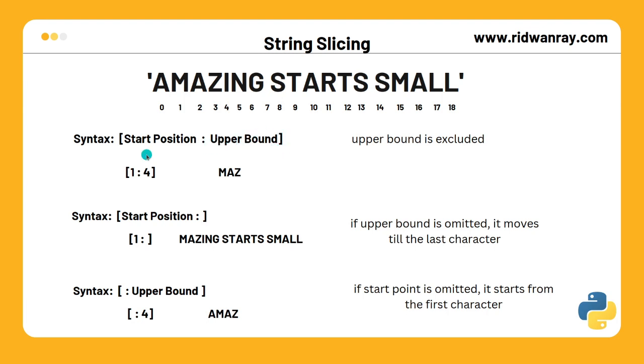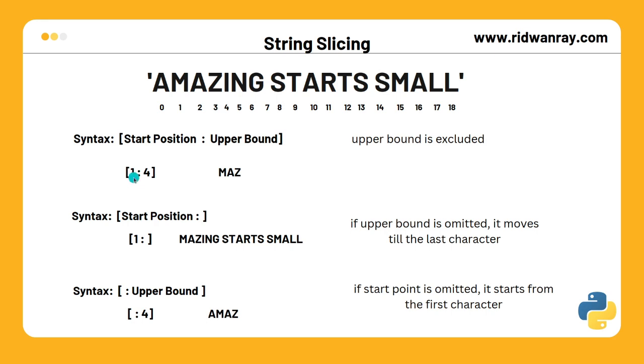square bracket. The start position indicates the index of the character where the extraction should begin. The upper bound represents the index of the character just after the desired substring. The characters within this range, including the start position but excluding the upper bound, will be extracted as a substring. In this case, the extraction starts from index 1 to index 3.